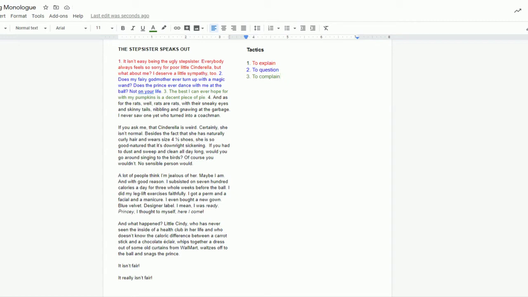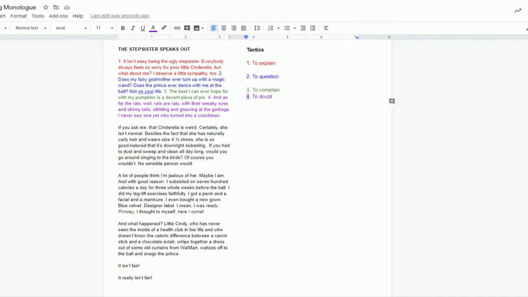And then she starts talking about the rats, and she goes, and as for rats, well, rats are rats with their sneaky eyes and their skinny tails nibbling and gnawing at the coachman. I never saw one yet who turned into a coachman. So what is she doing right there? Well, she is definitely doubting Cinderella's claim, I think, here. So we're going to say, and actually we're going to move this down so it's in the right area, or to doubt. Because she's like, yeah, right, rats are rats. They're not coachmen. They're not anything fancy or special.